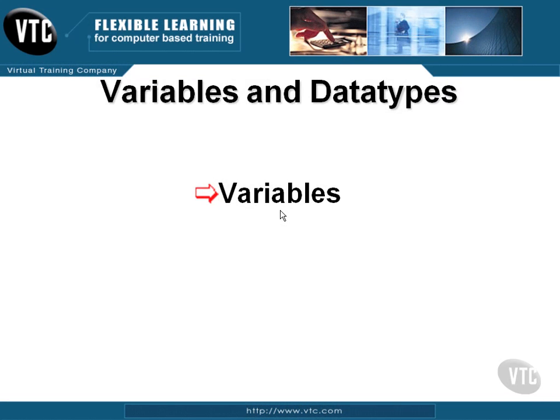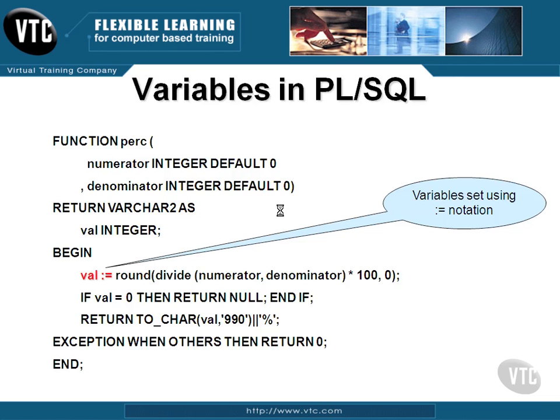Variables and data types in PLSQL. As I said, a variable is essentially a generic bucket for putting values into. The notation inside a PLSQL procedure, as you can see there, is very obviously val := when you instantiate it.